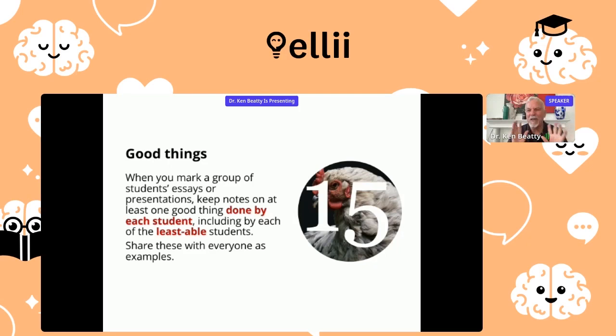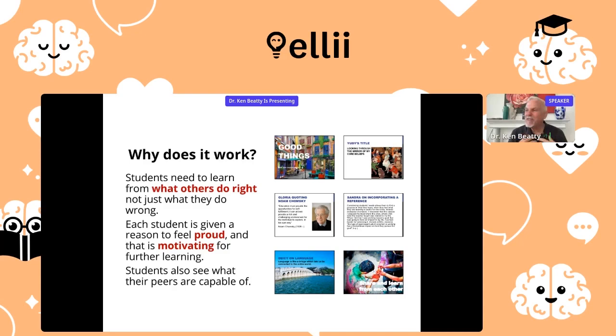When you mark a group of students' essays or presentations or anything else, keep notes on at least one good thing done by each student, including by the least able students. Most importantly, the least able students. Share these with everyone as examples. So, here's some examples of what I do. Students need to learn from what others do right. So instead of just talking about this is wrong, that's a problem, this is a grammar thing, that's a spelling thing, no, tell them what's good.